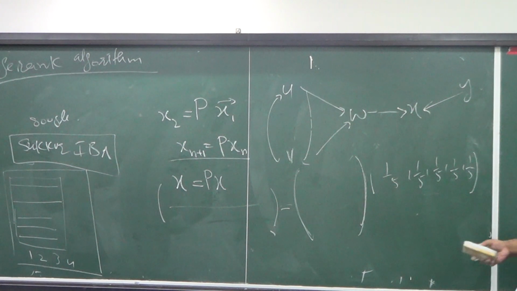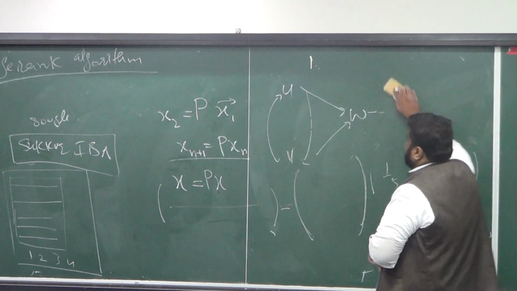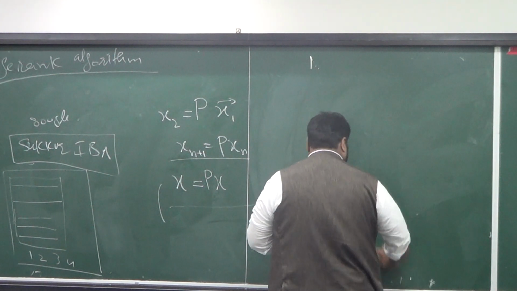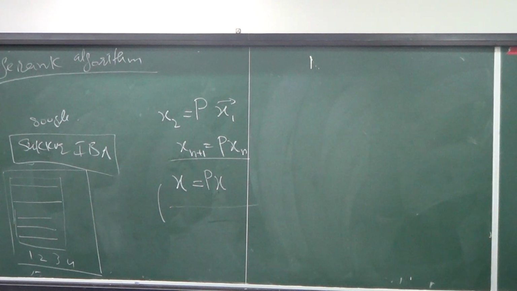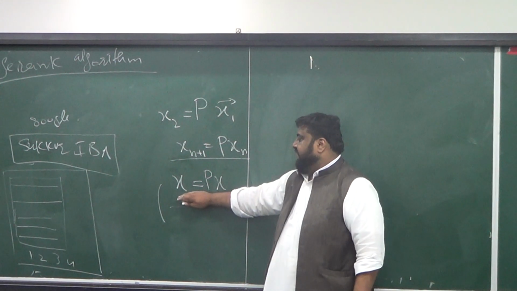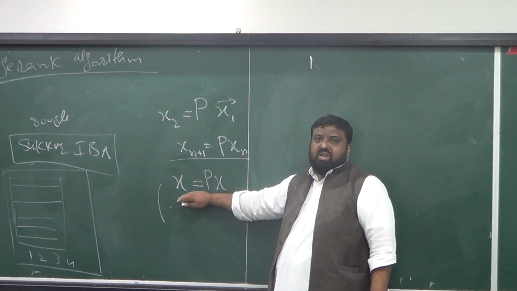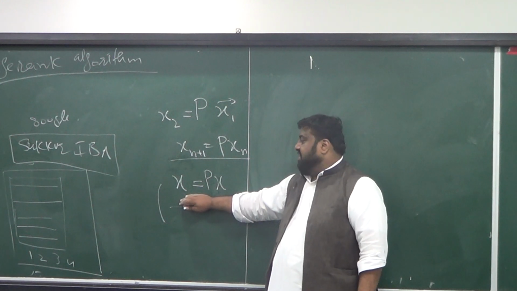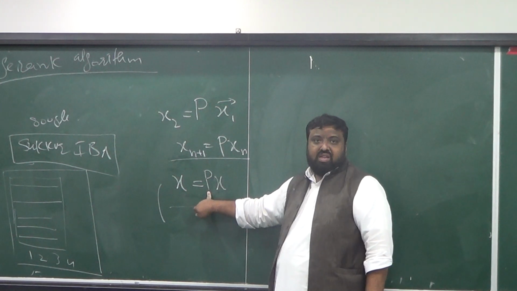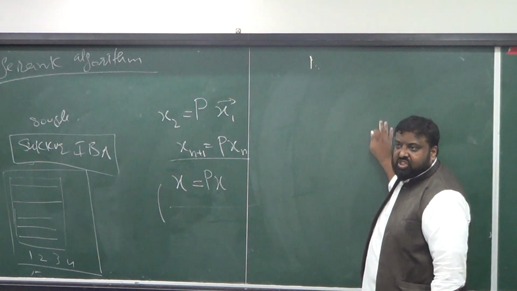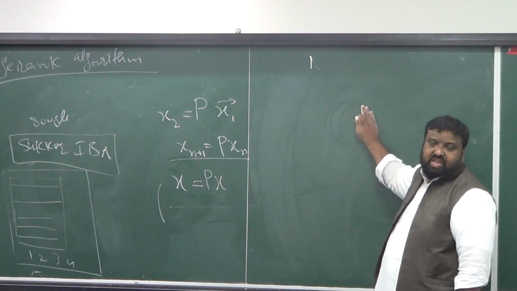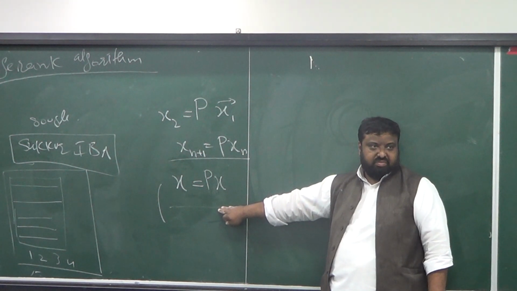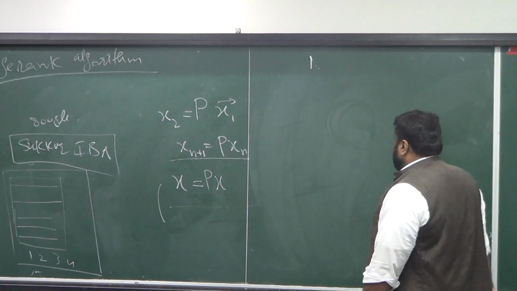The question is, if this x equal to Px does not necessarily have a solution, then can I modify this P? In other words, can I make some changes in the network so that it guarantees that you are always going to have a solution?